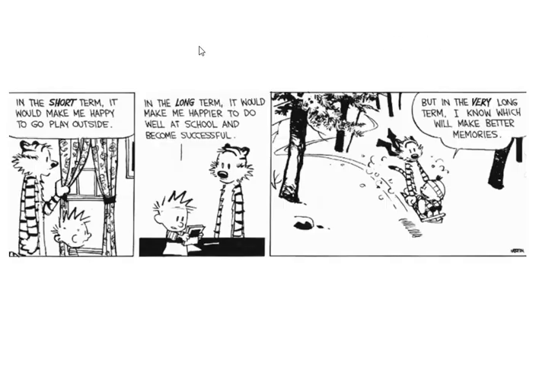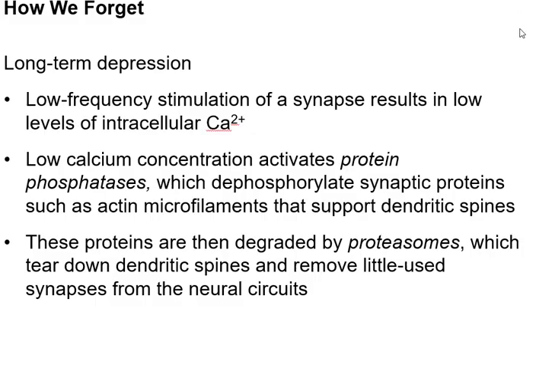And of course, you got to have Calvin and Hobbes in there. So in the short term, it would make me happy to go outside and play. In the long term, it would make me happier to do well at school and become successful. But in the very long term, I know which will make better memories. And how do we forget things? Well, if you tear down the dendritic spines and remove little used synapses from your neural circuit, now you're not going to be sending action potentials down through that synapse and activating that neural circuit anymore. So you're going to forget.